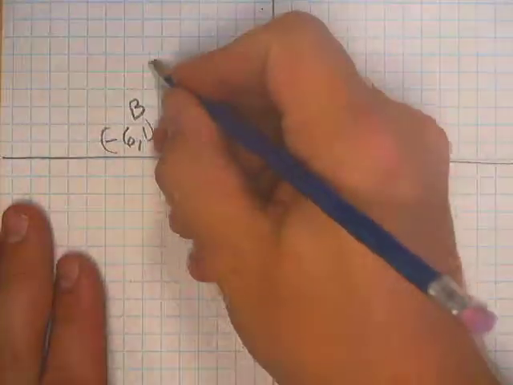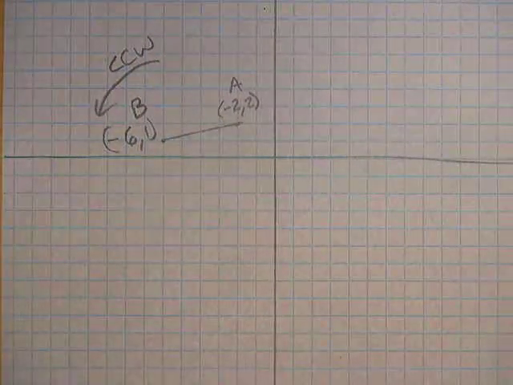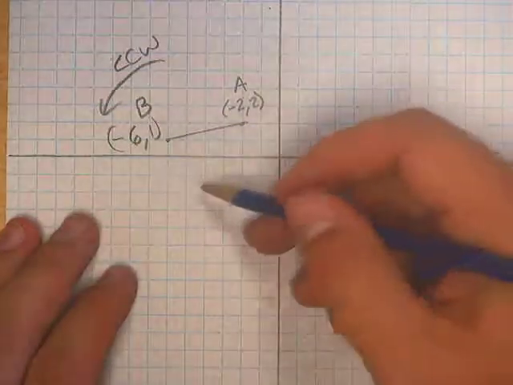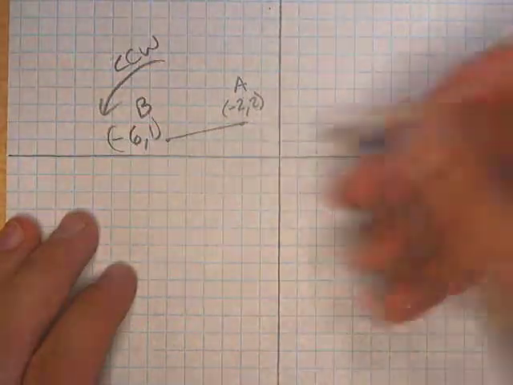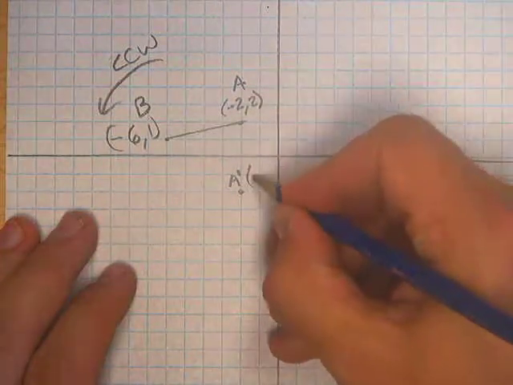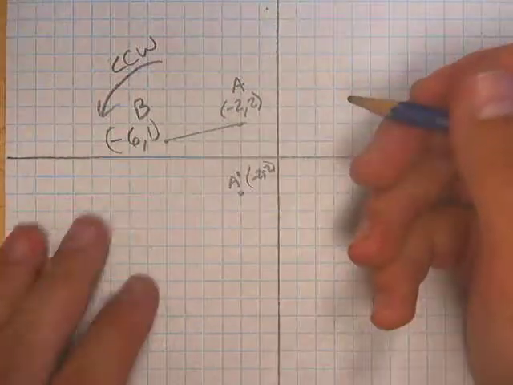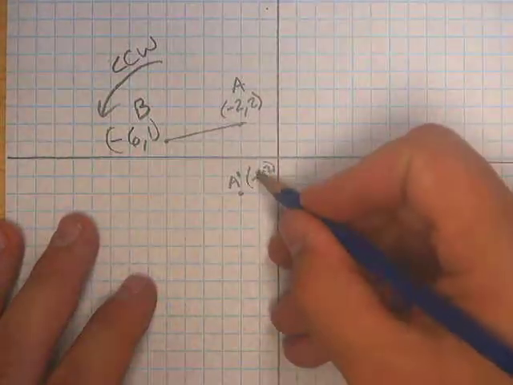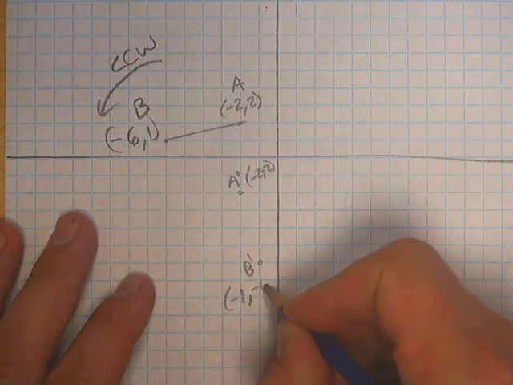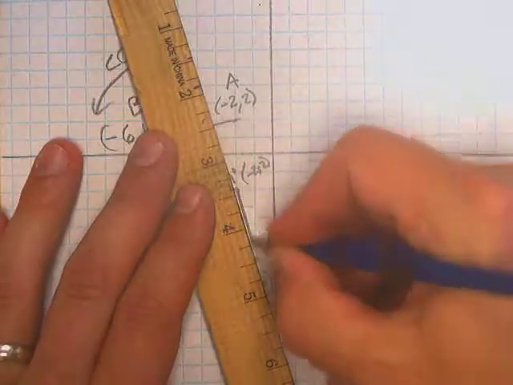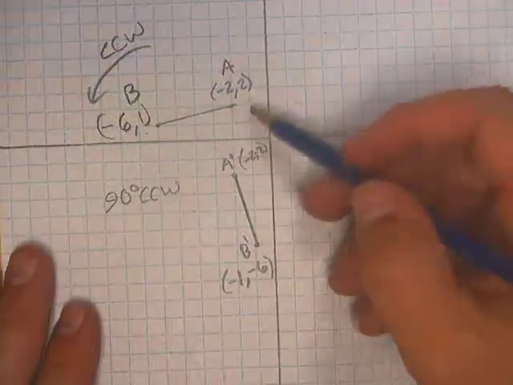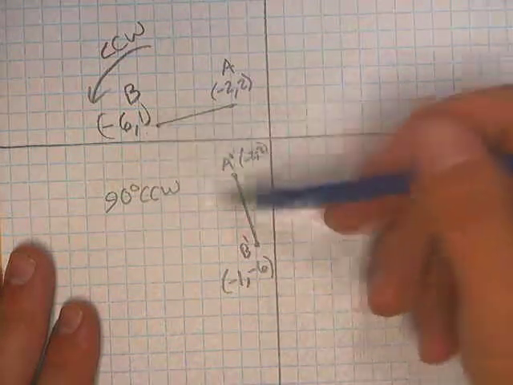Let's just quickly go through all the rotations that you're going to have to be able to do. All right, so I'm always rotating counterclockwise, unless it says otherwise. Okay, so we're planning on rotating counterclockwise. So if I rotate this counterclockwise, A prime is going to become -2, -2. And B prime is going to become -1, -6. That's rotating 90 degrees counterclockwise.